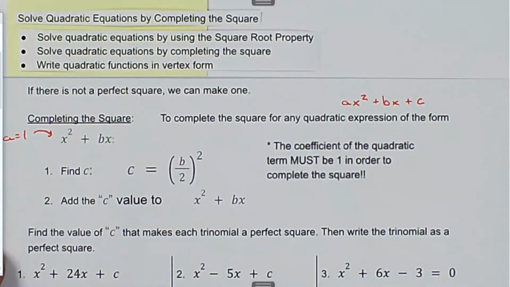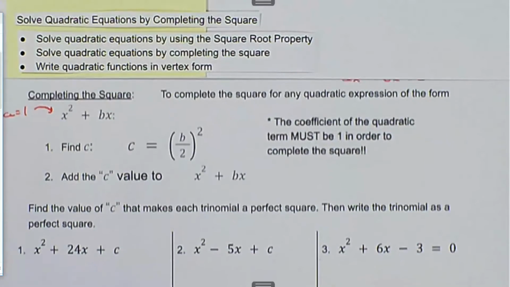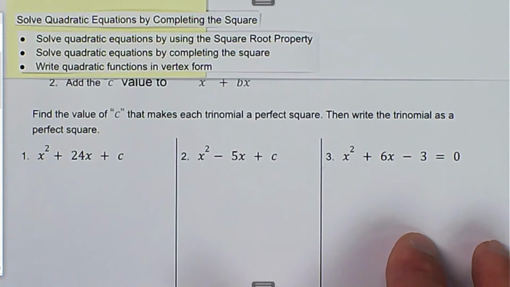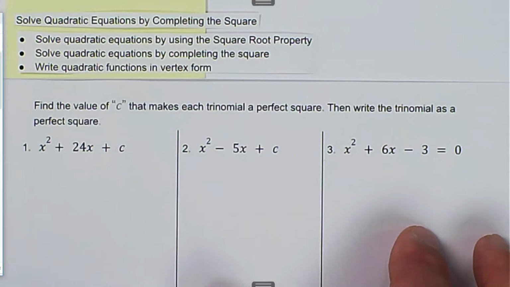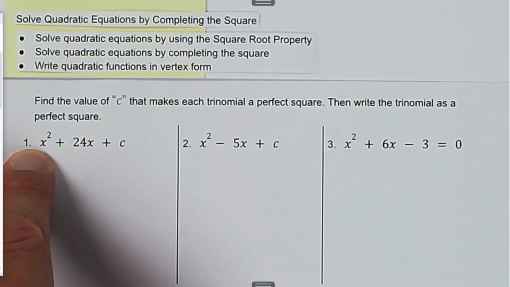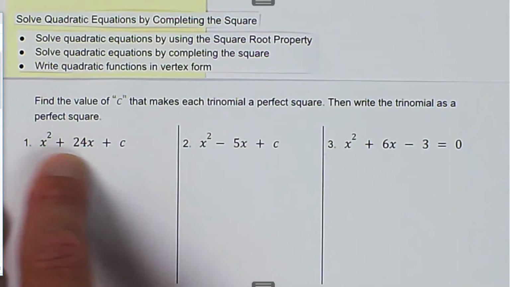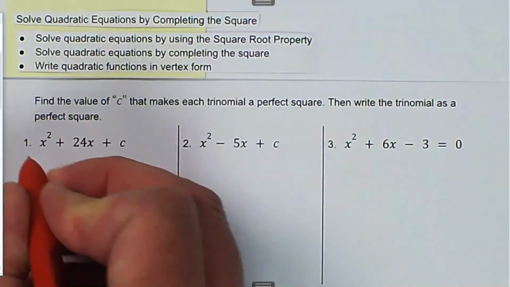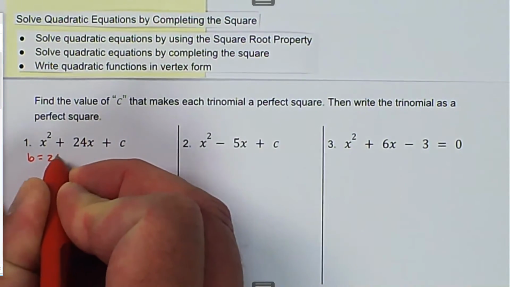So we have a couple examples, and it says the first two, number 1 and number 2, we have find the c value that makes each trinomial a perfect square. Then write the trinomial as a perfect square. So the first thing we have to do here is we have to identify what all of our values are. So we notice that our a coefficient is 1, and our coefficient for our b value is 24. So b is equal to 24.